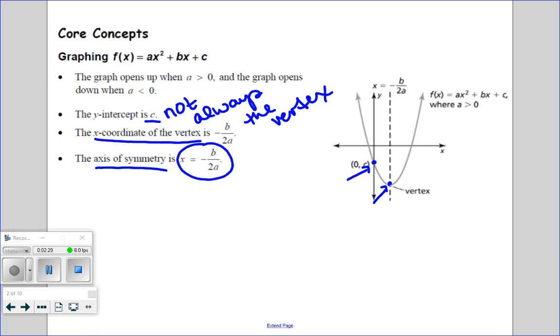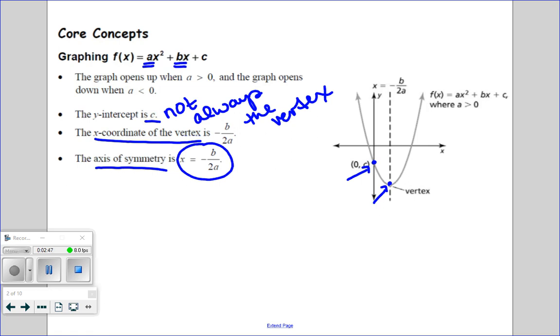Now, this is a fairly simple formula, guys. That negative b over 2a, all it needs is those two ingredients, a and b. A and b come from the standard form here. Here's my a. A is the coefficient in front of the x squared term, the degree 2 term. B is the coefficient in front of the linear term.